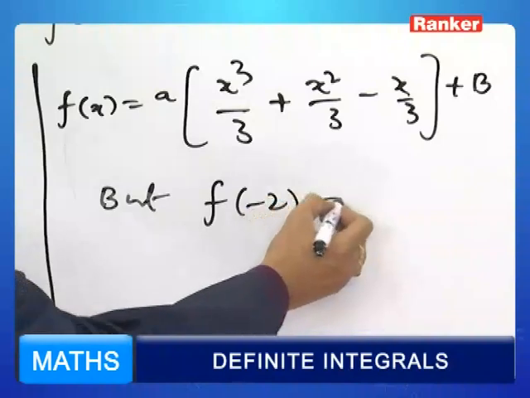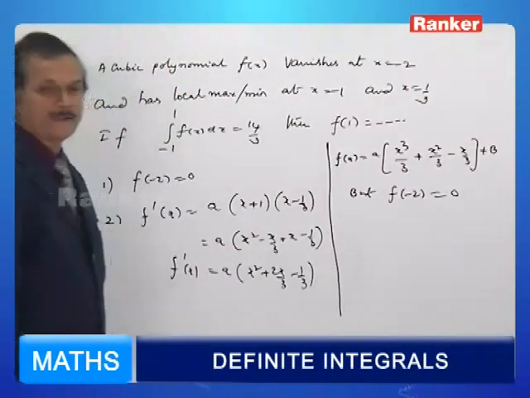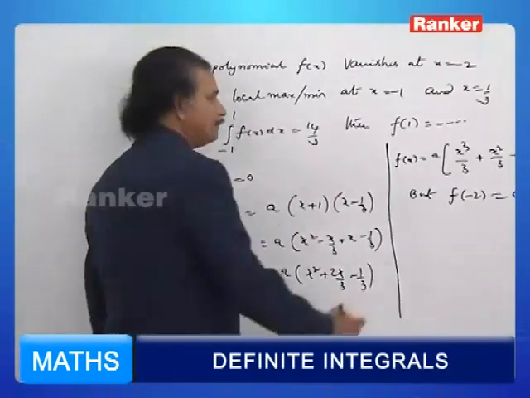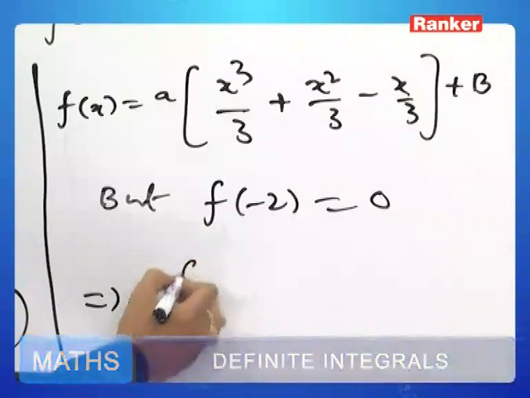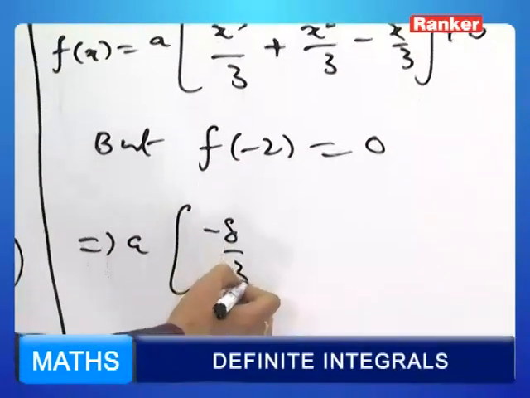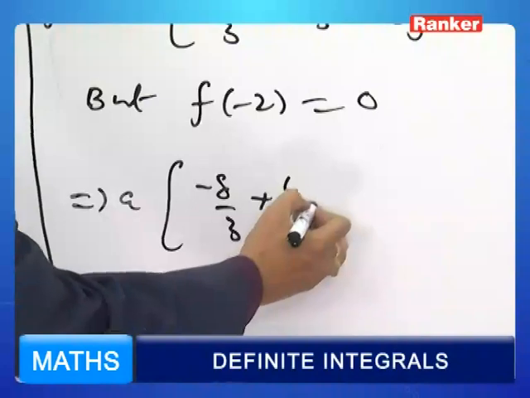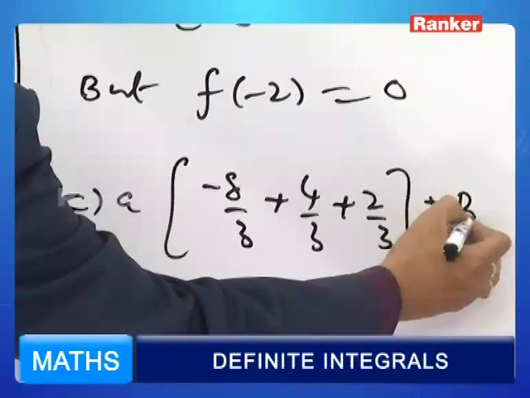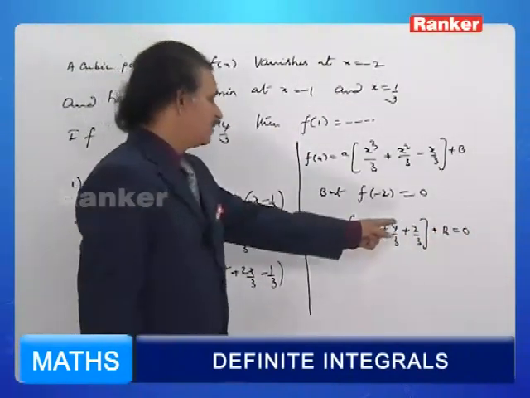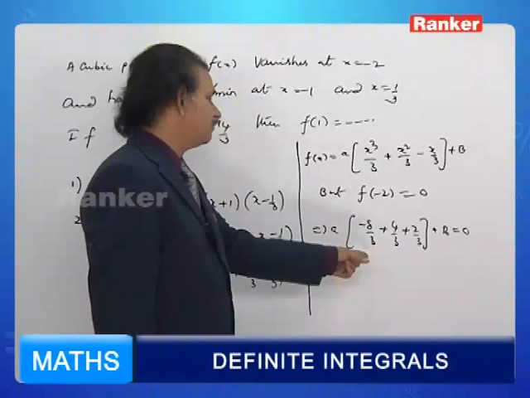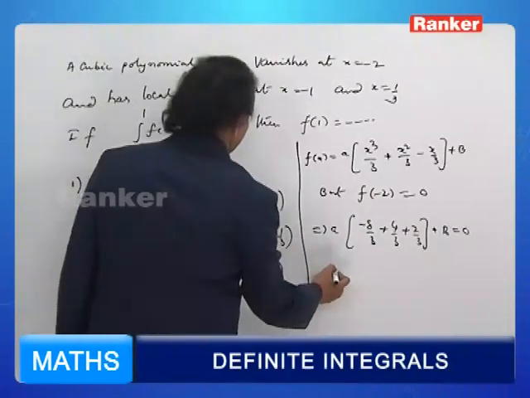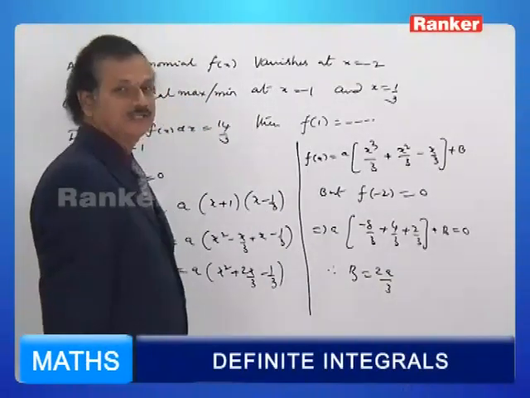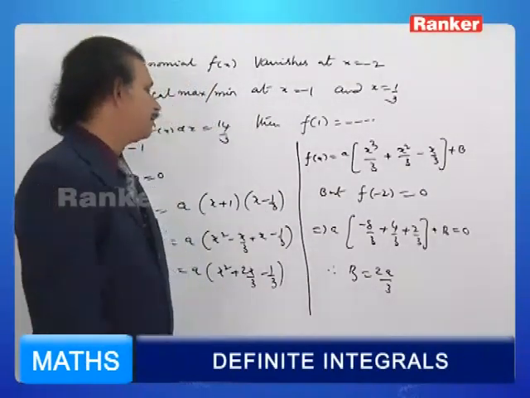You see, but f of minus 2 is equal to 0, he is saying. What happens? It implies a into minus 8 by 3 plus 4 by 3 plus 2 by 3, plus b is equal to 0. You see, 4 plus 2, 6. 6 minus 8 is minus 2. Minus 2 by 3. Okay. Therefore, b is equal to 2a by 3. Am I right? b is equal to 2a by 3.